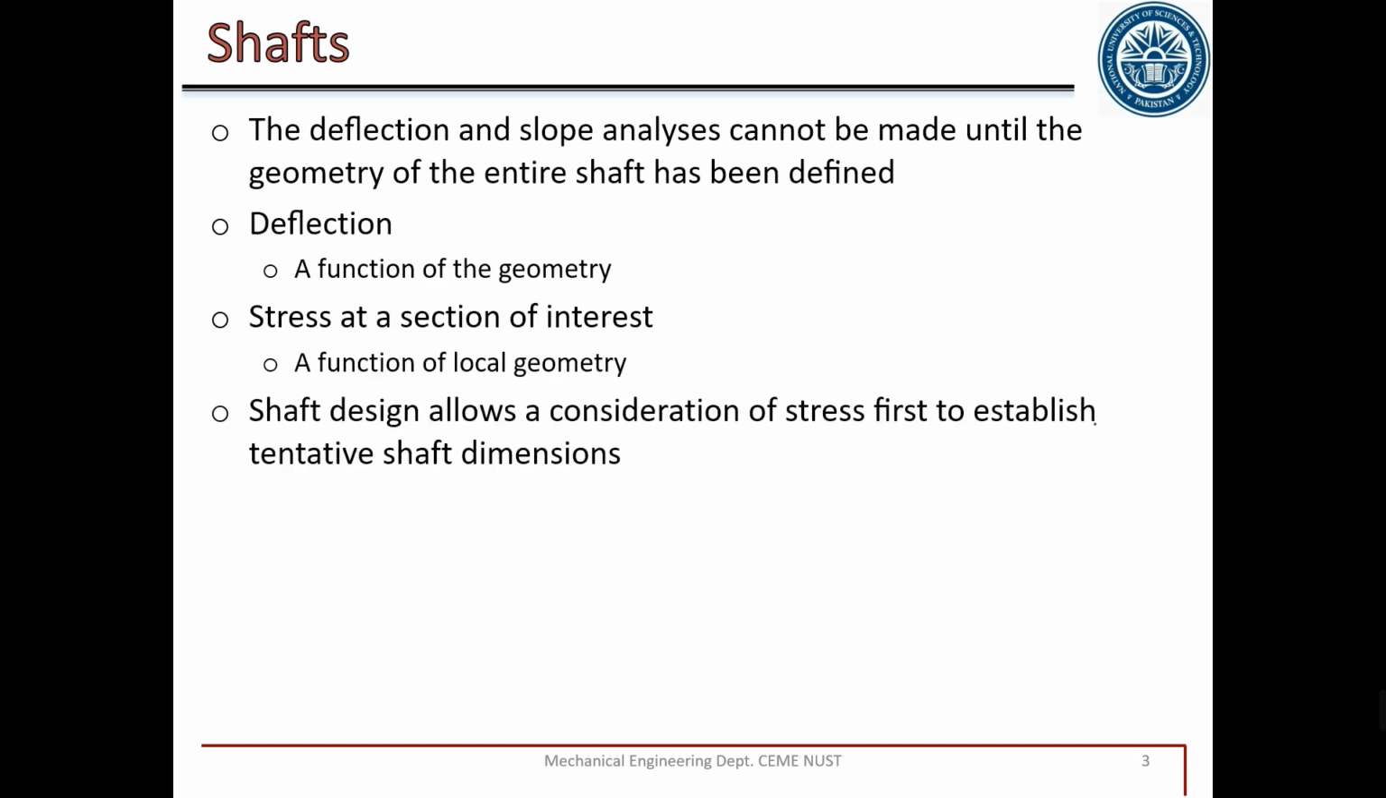Usually the deflection of a shaft is a function of its cross section. As it is a shaft, this is the deflection, delta. And the portion with smaller cross section will deflect more as compared to the portion with larger cross section.